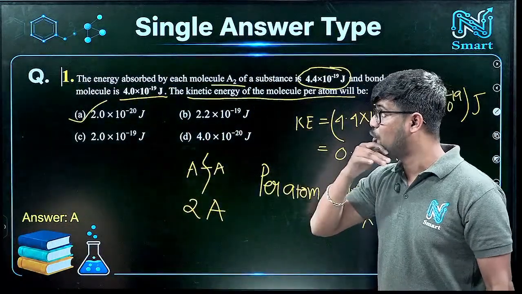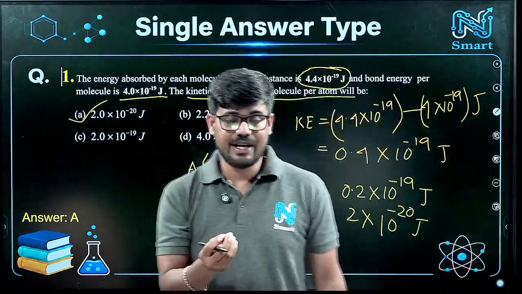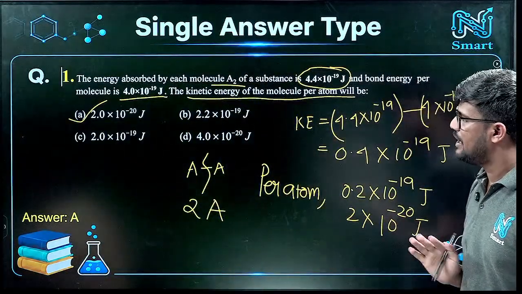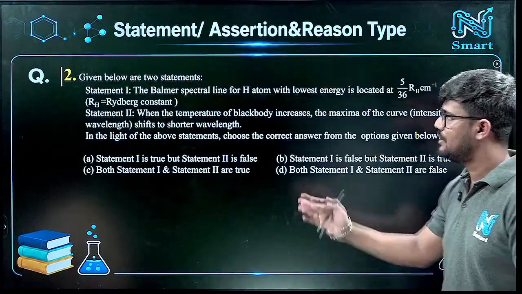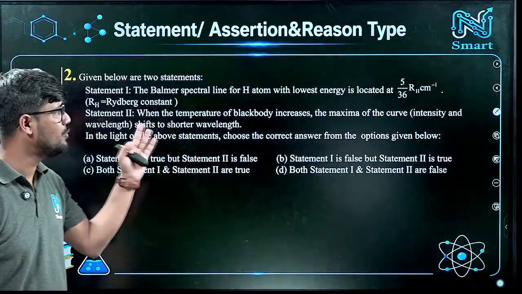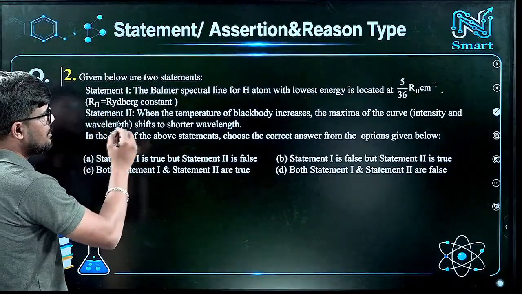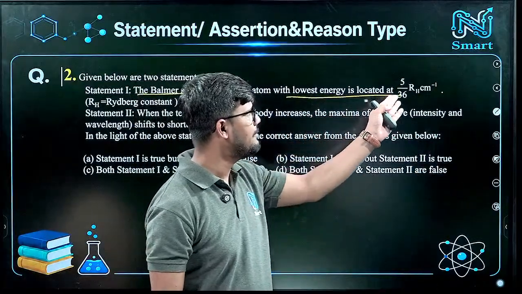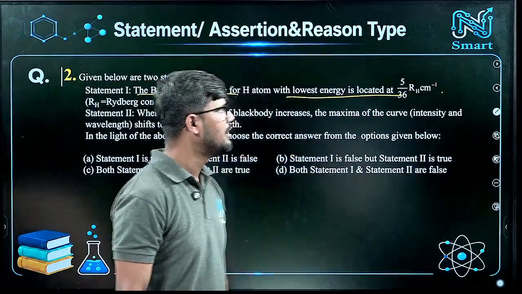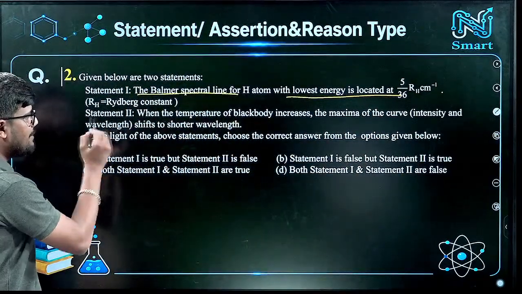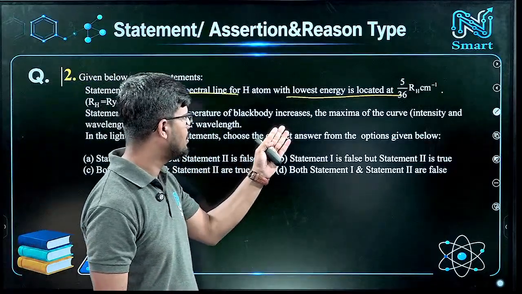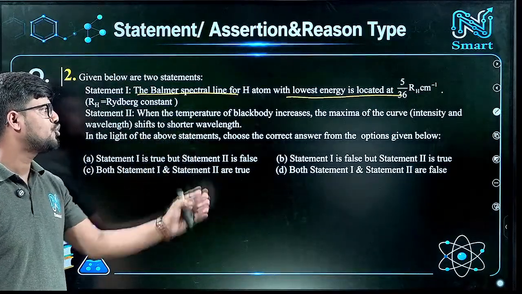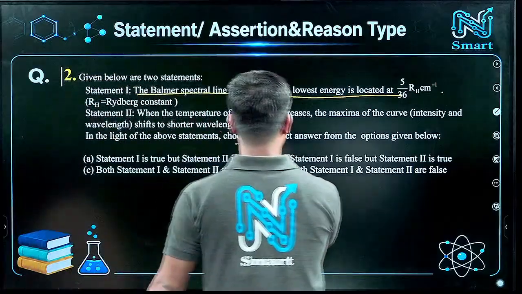So this type of question is very important because this time we are expecting that some numerical based question will be there. So this is one example. Achha, let's go to the next question. This one. Can you solve this question within 1 minute? Statement based question. So Balmer series we have, and lowest energy possible, they are giving 5 by 36 RH, Rydberg constant, centimeter inverse, that is the unit. Statement 2, when the temperature of black body increases, the maxima of the curve, intensity and wavelength shifts to shorter wavelength. So you have to identify correct statement.